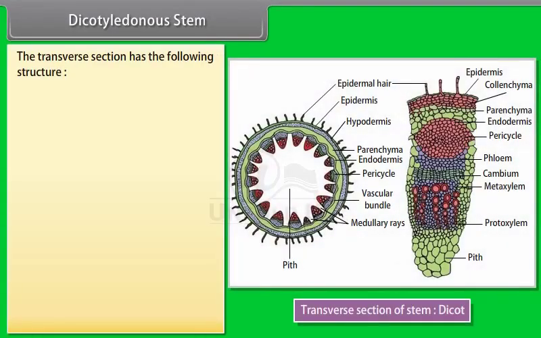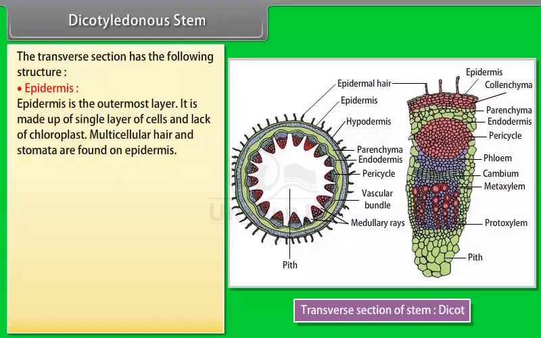Dicotyledonous stem. The transverse section has the following structure. Epidermis. Epidermis is the outermost layer of stem. It is made up of single layer of cells and lacks chloroplast. Multicellular hair and stomata are found on epidermis.